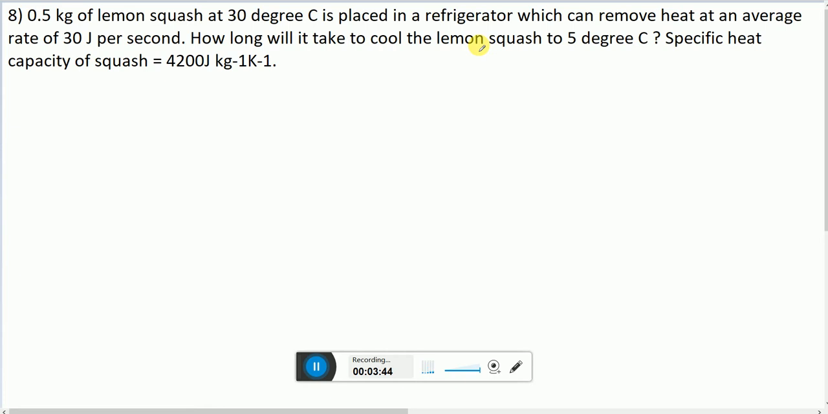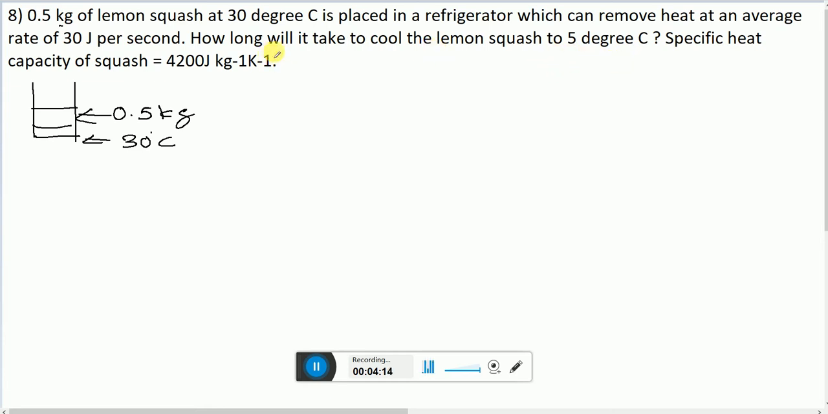In this problem, 0.5 kg of lemon squash. That means suppose this is a lemon squash whose mass is 0.5 kg and it is at 30 degrees centigrade, is placed in a refrigerator which can remove heat at an average rate of 30 joules per second. How long will it take to cool the lemon squash to 5 degrees centigrade?